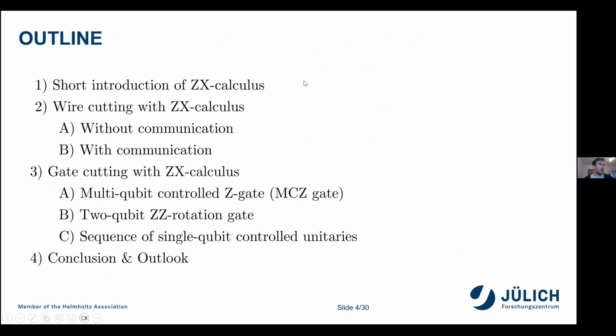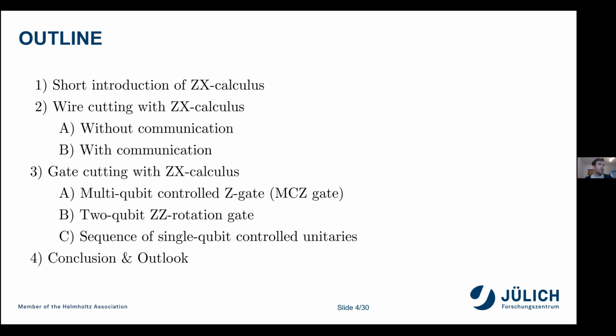This is the outline of the talk. In the first part, I will give a very short intro to ZX calculus. I guess you all know it better than me. Then I will explain how to do wire cutting with ZX calculus in the second part. In particular, there are two cases that I want to discuss, that is wire cutting without and with communication.